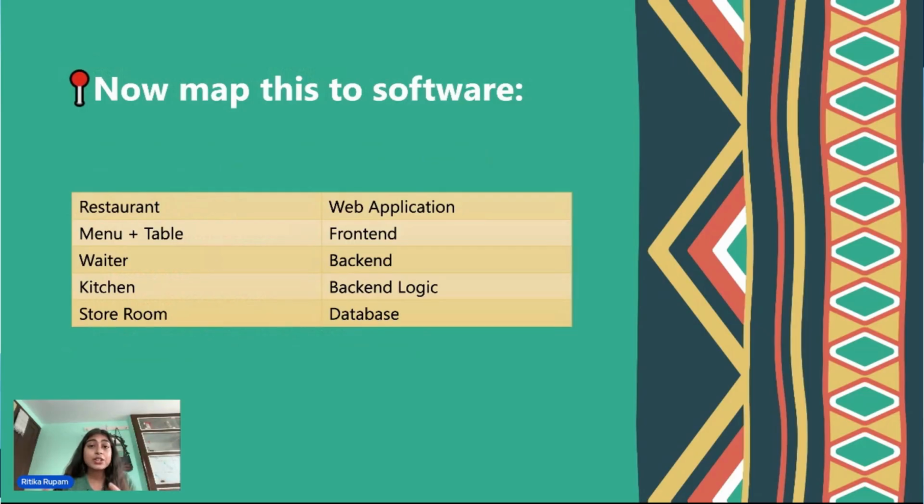The restaurant that you see, the chairs, tables, everything together comes under the category of a web application. What is the menu and the table that you are seeing? That is the front end of the application. And the waiter that is taking the orders and delivering them, what is that? This is the back end. And the kitchen where the food is prepared using some predefined logic, that is the back end logic, which helps to calculate and process the data and deliver it to the user. And what is the storeroom? The storeroom is the exact place where the data is stored. In software development, it is called the database.